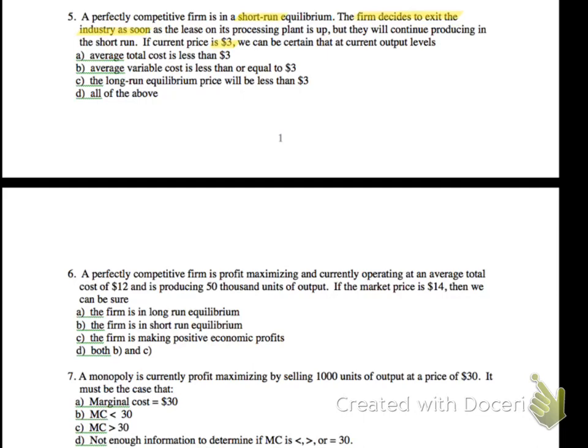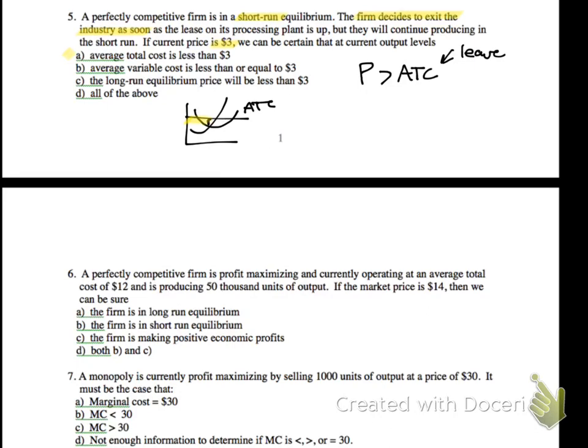Well, one thing that you should probably know is that when price is less than the average total cost, you leave the market immediately. But since they're not leaving the market immediately in the short run for this perfectly competitive firm, we have to see what other things are happening. So let's look at the first choice. The average total cost is less than $3. Well, if you looked at that on the graph and you had your average total cost here, you'd actually be making profit, which would be this area here. So that is not that choice.